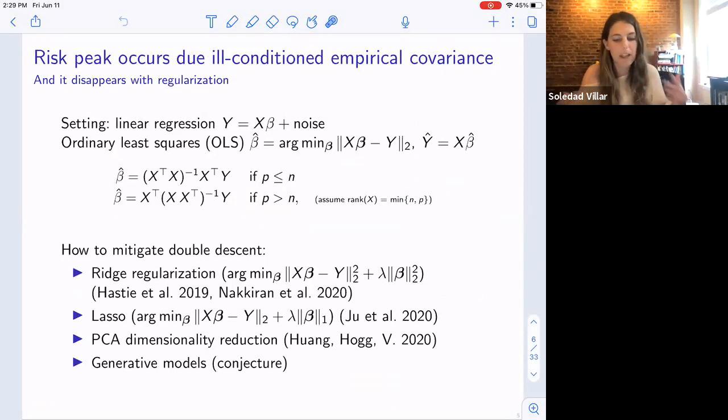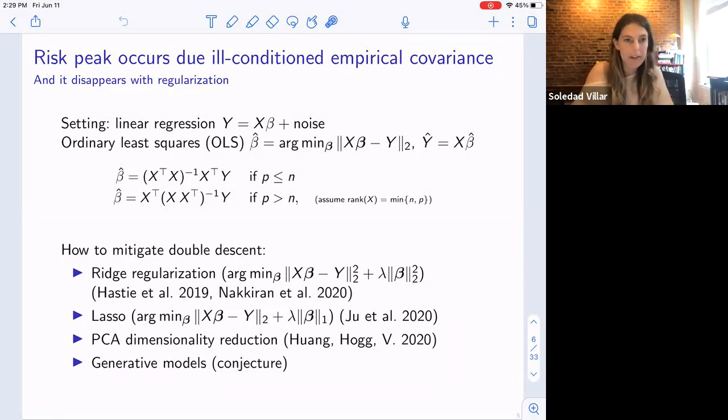There have been many interesting papers after this Belkin and collaborators paper, showing that this peak you see in the risk occurs due to ill conditioning of the empirical covariance matrix of the data. Typically, this is just an artifact of using certain methods that are not regularized. If you do some regularization, then that phenomenon disappears.